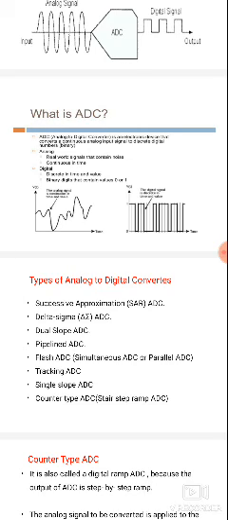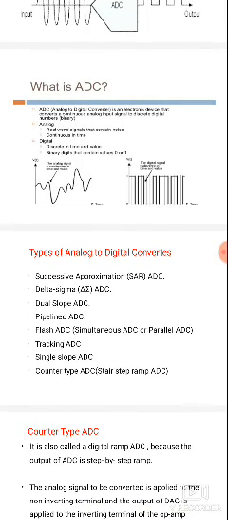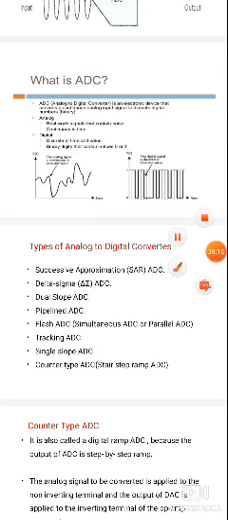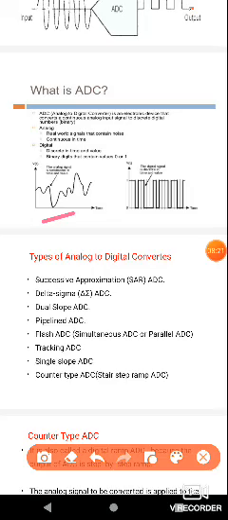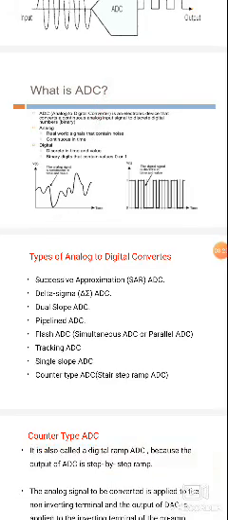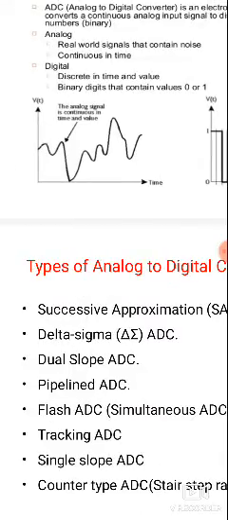Analog signals are the real world signals that can contain noise. Just now we discussed that analog signals contain more noise compared with digital signals, and they are also continuously changing with respect to time. So this is the analog signal. The analog signal is continuous and it can change continuously in time and value.